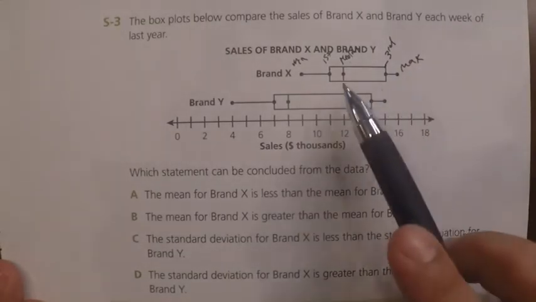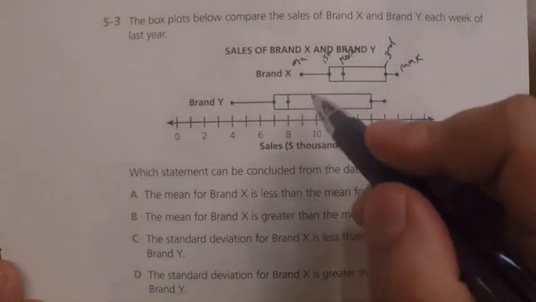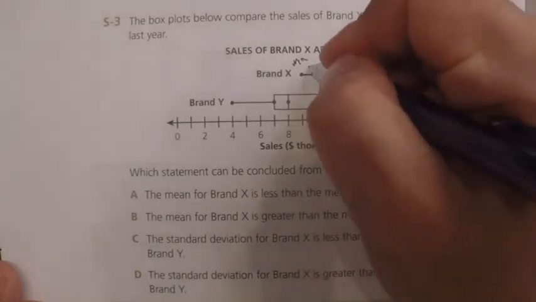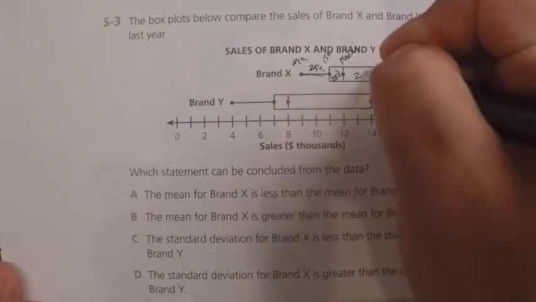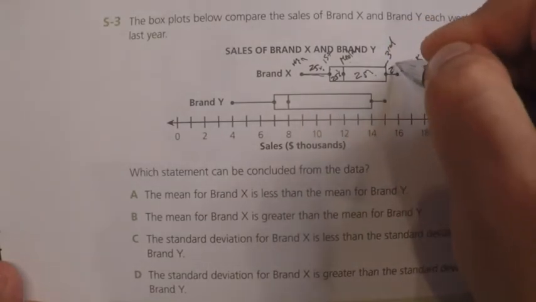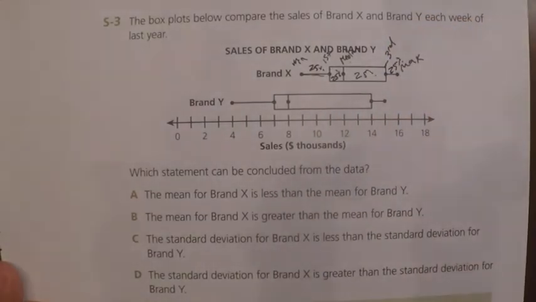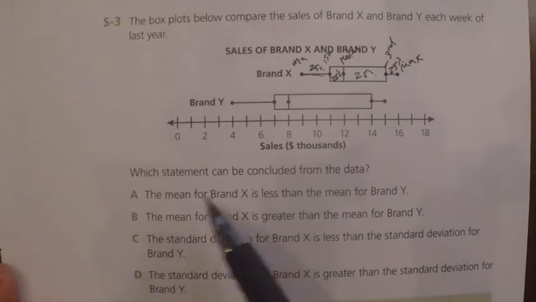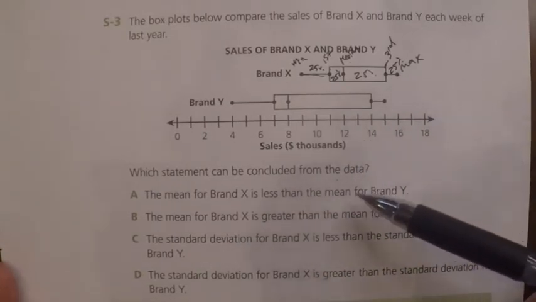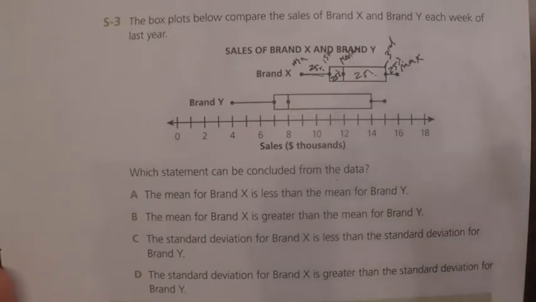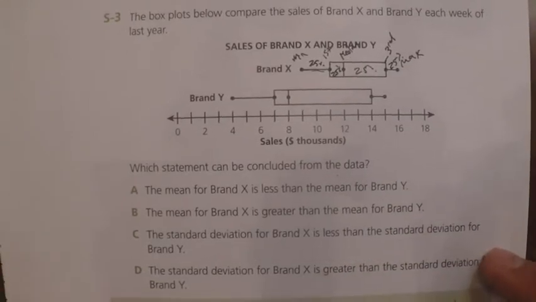Also remember that when we're dealing with a box plot, 25% of the data is in each section here. So while they might not look the same size, they contain the same amount of data. So here it says which statement can be concluded from the data. So when we're looking at this, we have to check each one of these choices and see which one is true. Which one could you actually conclude here?